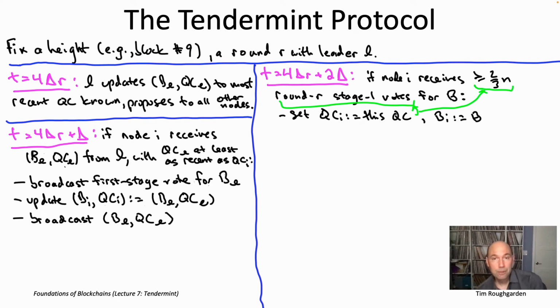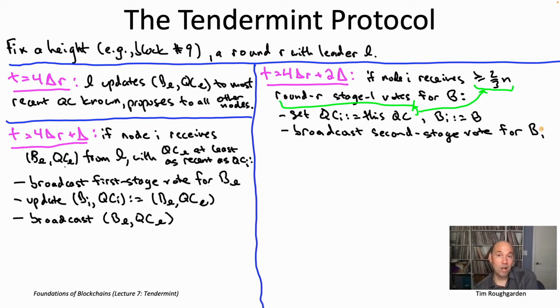Now we proceed just like we did in the second phase. So this is going to be the second stage of voting. Having witnessed a conclusive winner to the first stage's referendum, node I will broadcast a second stage vote for this block capital B. And like in the previous phase, it's going to go ahead and broadcast this new block QC pair that it discovered, making sure that all of its colleagues are up to date.